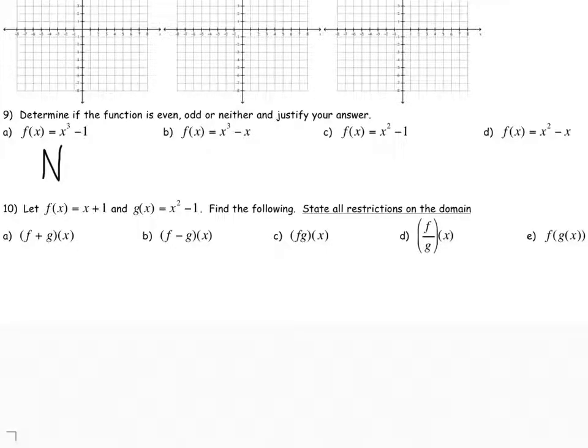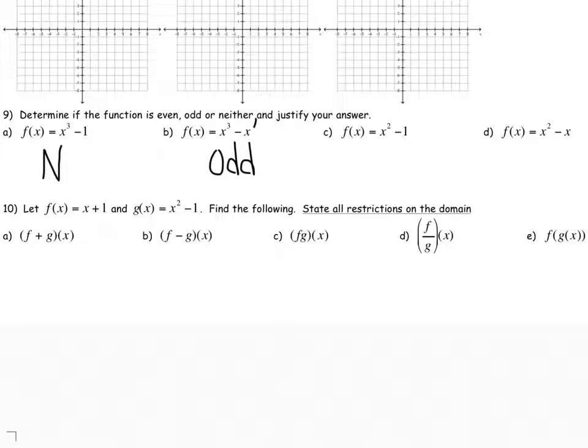Letter B, x cubed minus x. So x raised to the third power, 3 is an odd number. For x, you do not see the exponent, but it's actually x raised to the first power. So 1 is an odd number. So this will make the function an odd function.